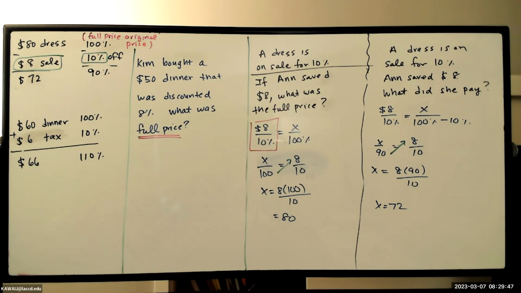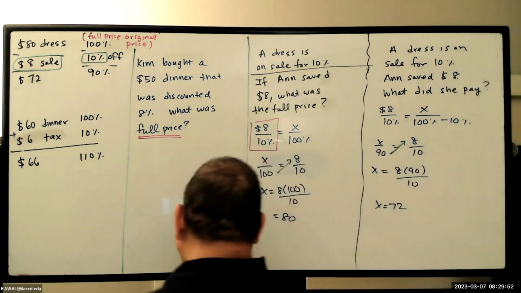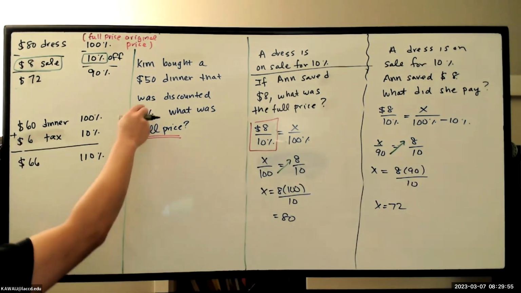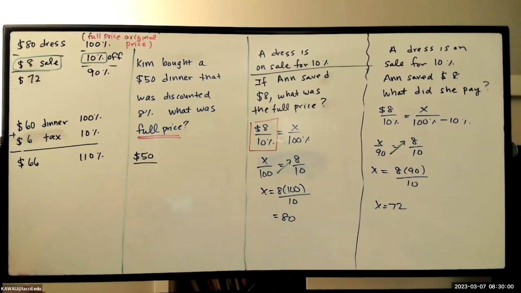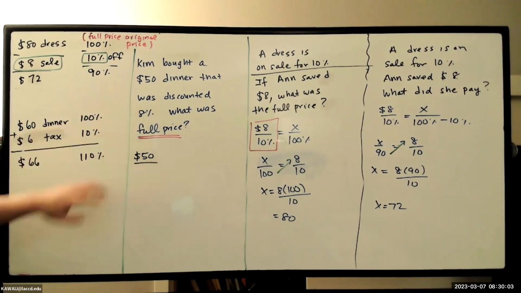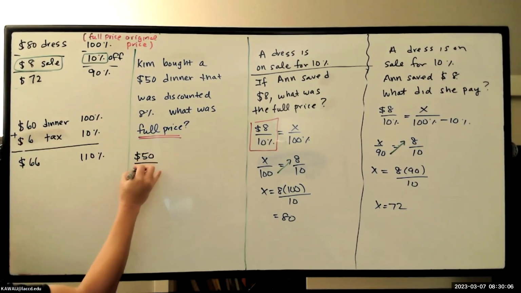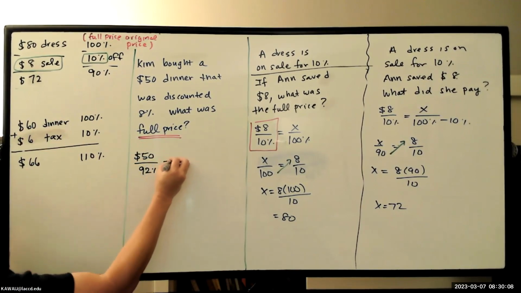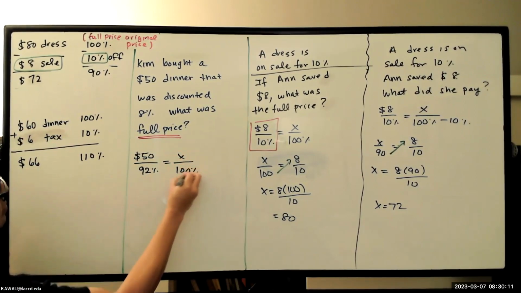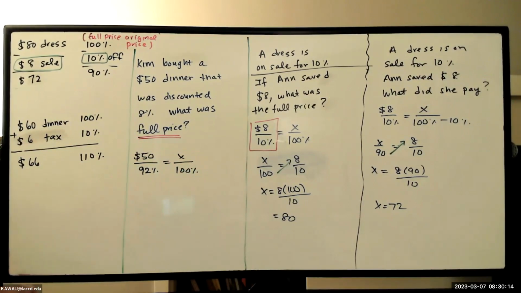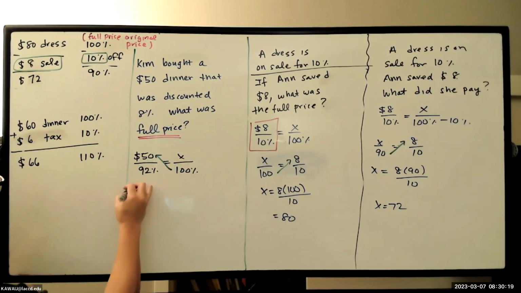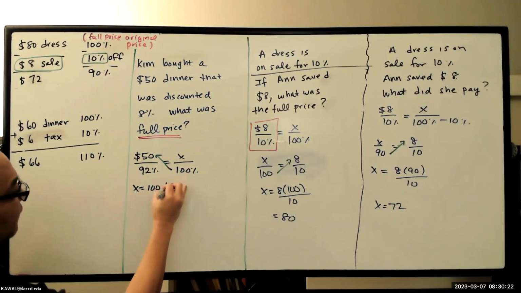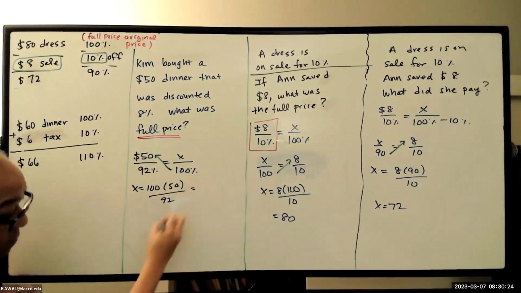Let's go back to it. So we can say $50 was discounted. And if it was 8%, then this $50 is 92%. So we want to know what 100% is. So we can move the 100 up here. And we get X is equal to 100 times 50 divided by 92.